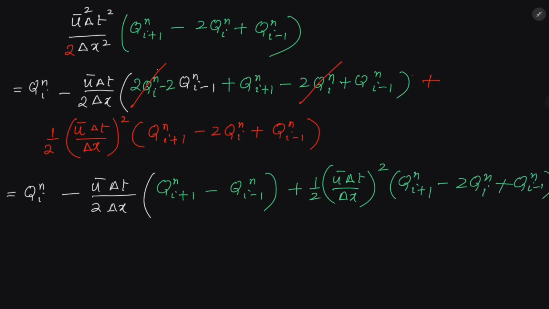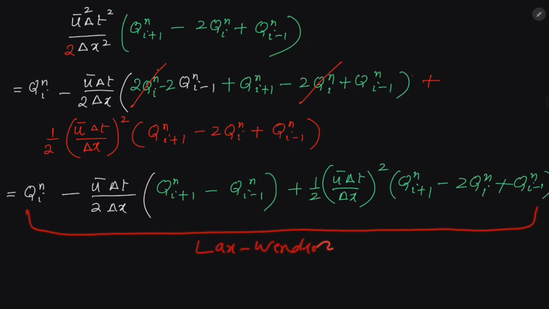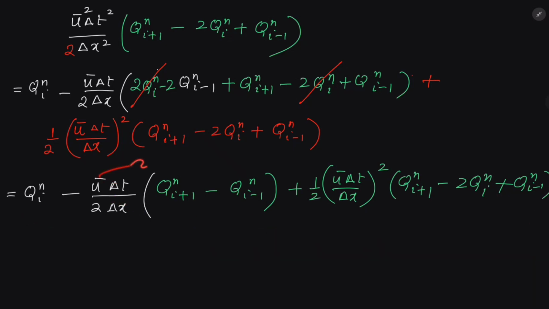So this is the formula for Lax-Wendroff method for the advection equation. For the vector form, you should put a over here, and this becomes a square, and so on.